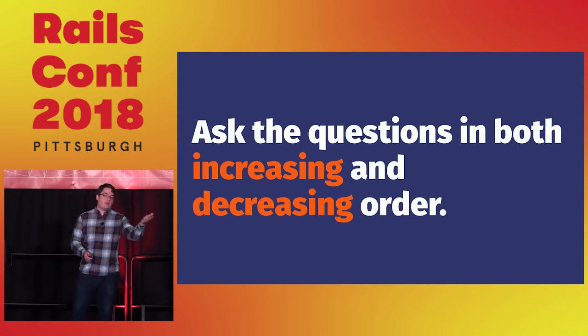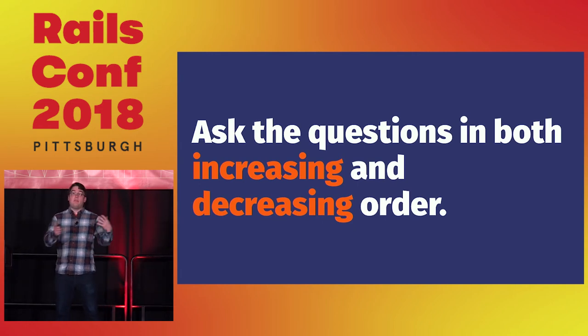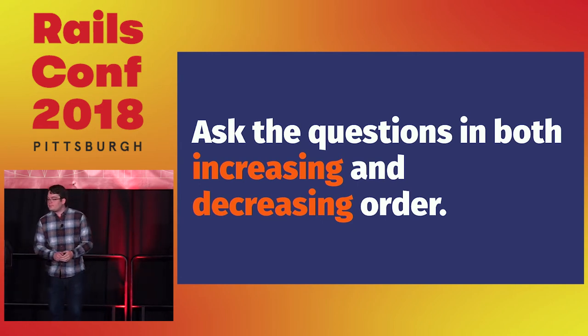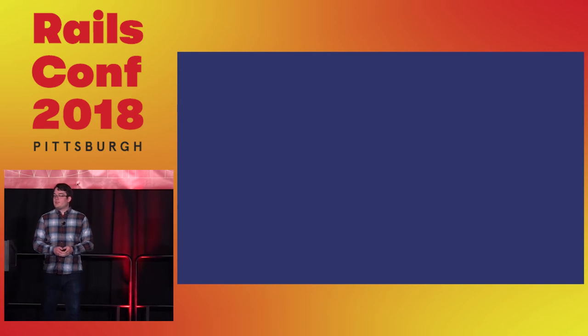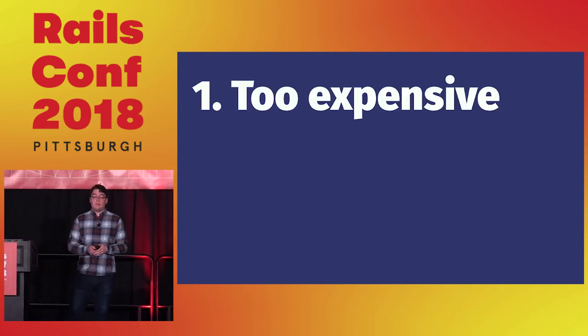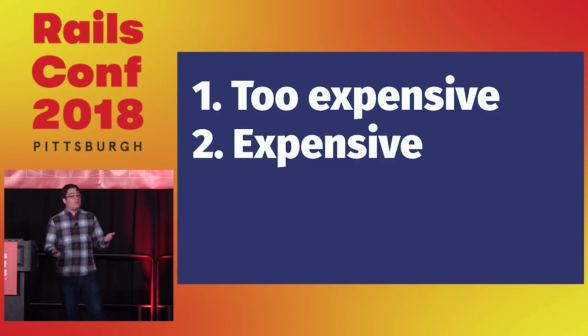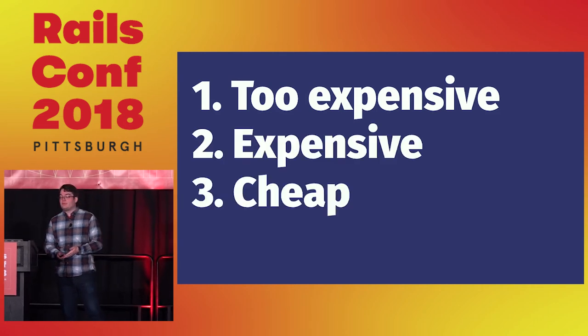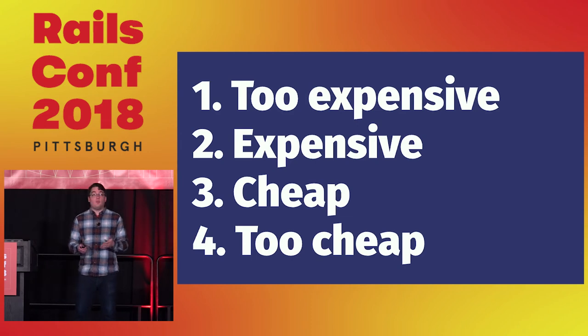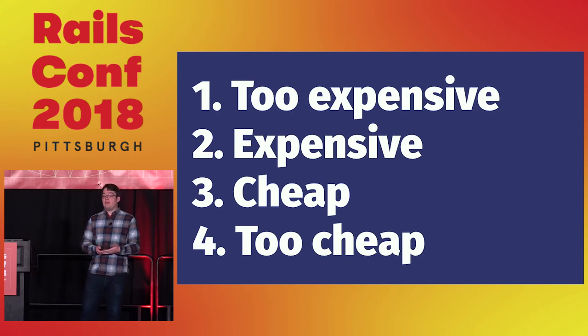You're gonna ask your friend Tom in increasing order and then your friend Sally in decreasing order. And the idea is that the bias in their answers is going to balance each other out. So in the second example, you're gonna find out too expensive first, and then expensive, and then cheap, and then too cheap. And hopefully doing that right will eliminate the bias in your results.